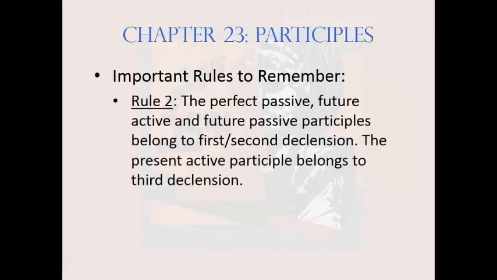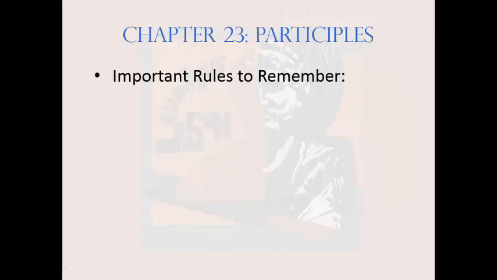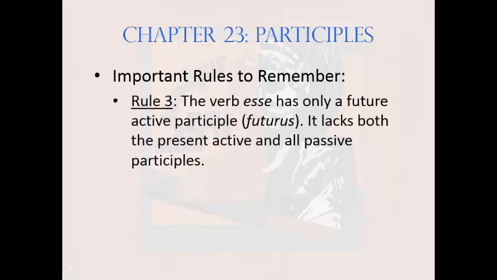Rule 2. The perfect passive, future active, and future passive participles belong to first, second declension. The present active participle belongs to third declension. Rule 3. The verb esse has only a future active participle, futurus. It lacks both the present active and all passive participles.